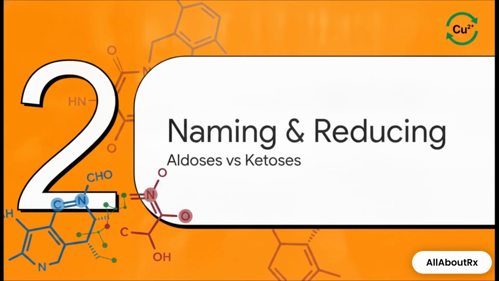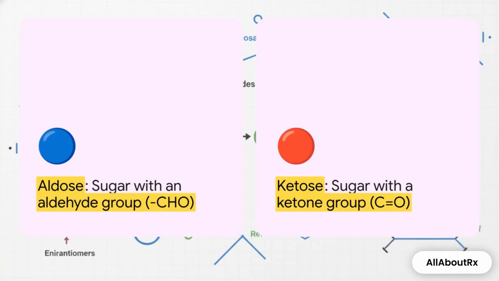Moving right along, Section 2, Nomenclature and Reducing Sugars. When we're looking at simple sugars, we generally split them into two structural camps based entirely on their carbonyl group. Try to visually anchor this in your mind right now. If a sugar bears an aldehyde group, like you see highlighted in blue, we call it an aldose. But if it features a ketone group, highlighted in maroon, it's a ketose. That one single structural difference dictates a massive amount of the molecule's chemical behavior.